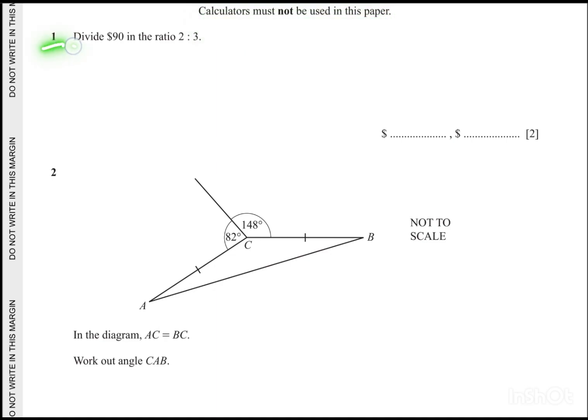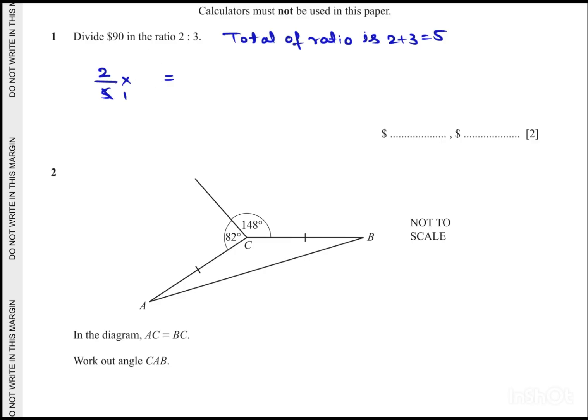Question 1. Divide $90 in the ratio 2:3. Now in this question they have given the ratio and the total amount to be divided. So for that we need to first add the ratio. Total of ratio is 2 plus 3, that is 5. Now the part 2, that means 2 parts out of 5 need to be divided. That is multiply this with 90.